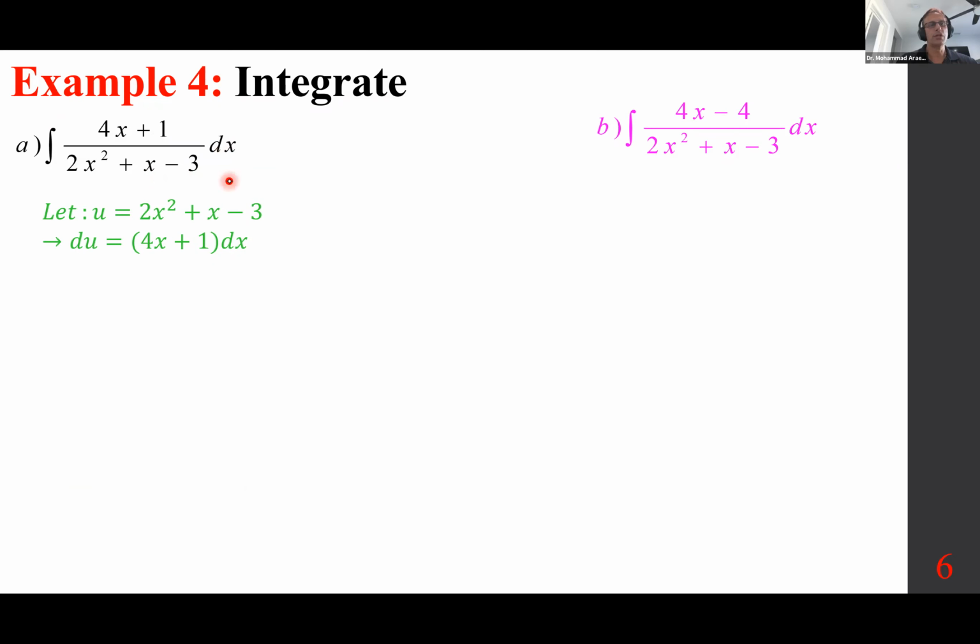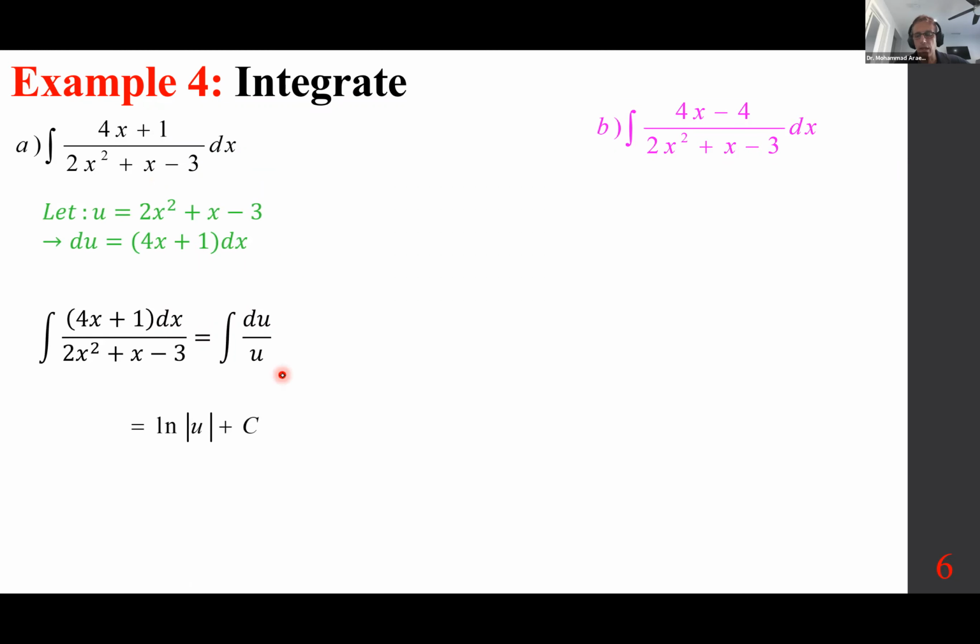Rewrite this expression and you end up with the integral of du over u, which gives us a natural log. And we replace the u with 2x squared plus x minus 3. This is the final answer. Pay attention to the fact that we need to use the absolute value sign because this expression can be positive or negative.